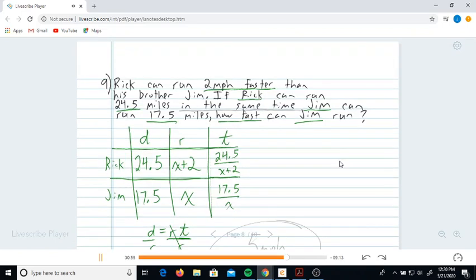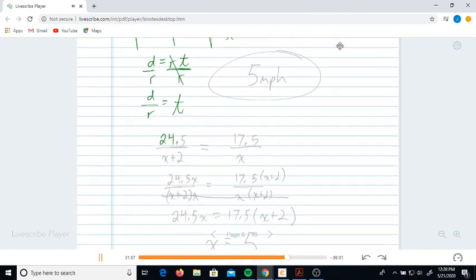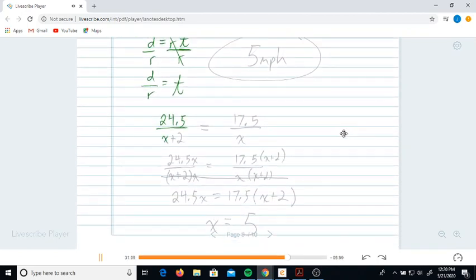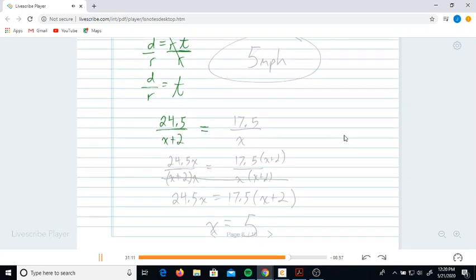And we know, it says here, that it's in the same time. Underline that, it's a key phrase, in the same time. So that means those two time values are equal. So we have 24.5 over x plus 2 equals 17.5 over x. We want to go ahead and get a common denominator and solve this.